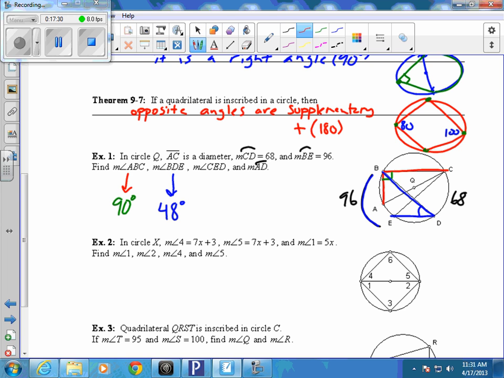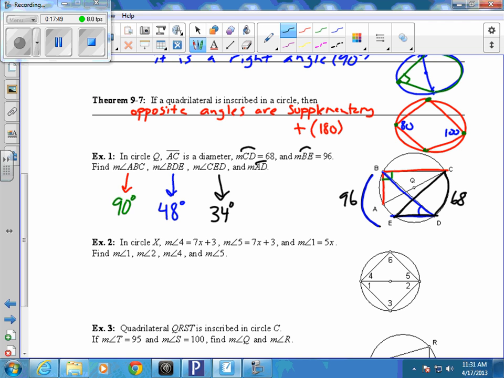Angle CED is right there. Its intercepted arc is 68. Angle CED is also inscribed, which means it is half of its intercepted arc. Half of 68 is 34 degrees.